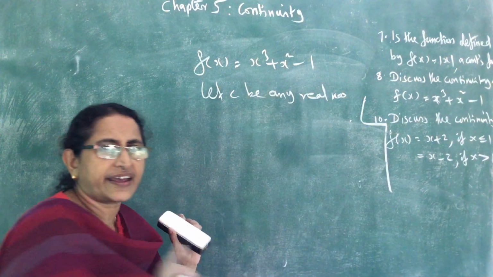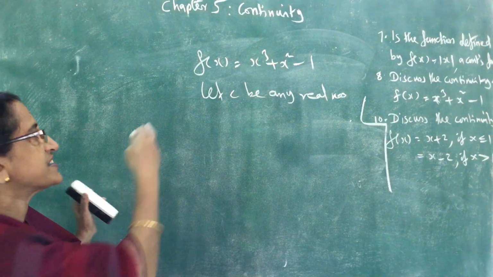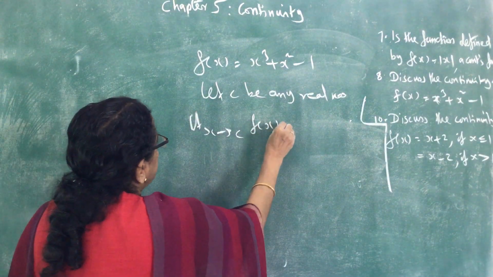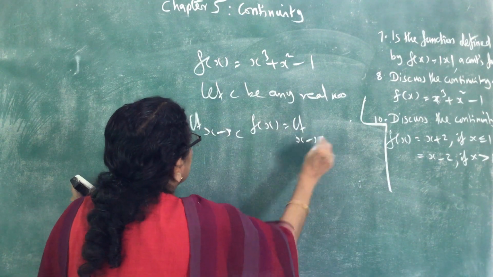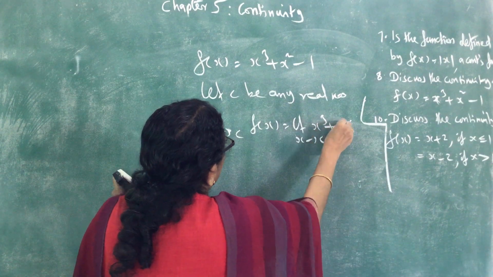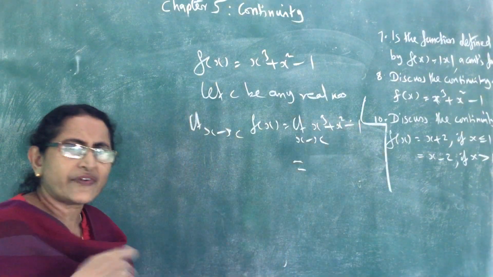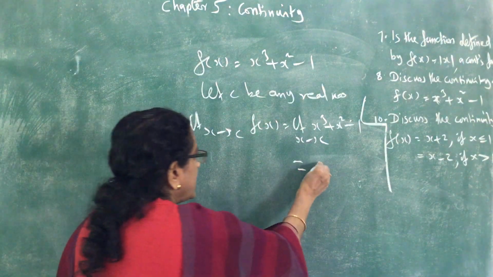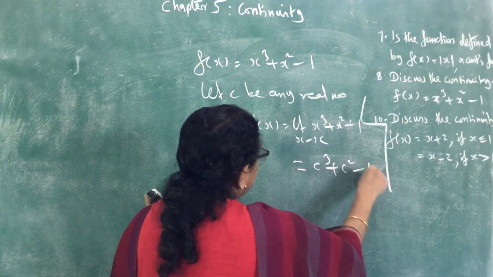Let C be any real number. Now we can check the continuity at x equal to C. Limit x tends to C of f of x equals limit x tends to C of x cube plus x square minus 1. Now for the evaluation of the limit, how to find the limit? In the place of x, substitute C. So we get C cube plus C square minus 1.